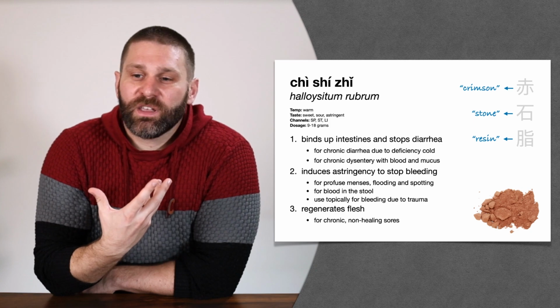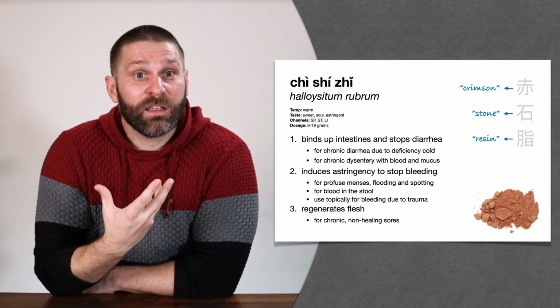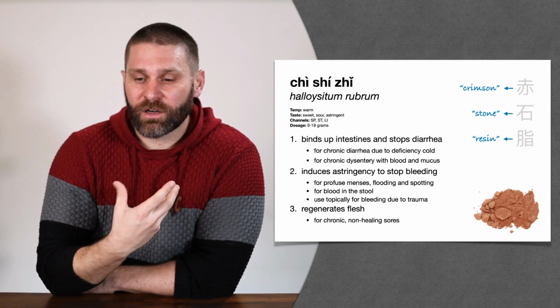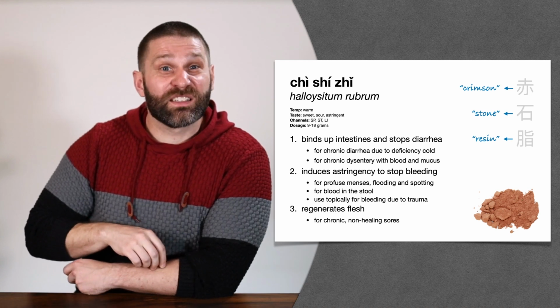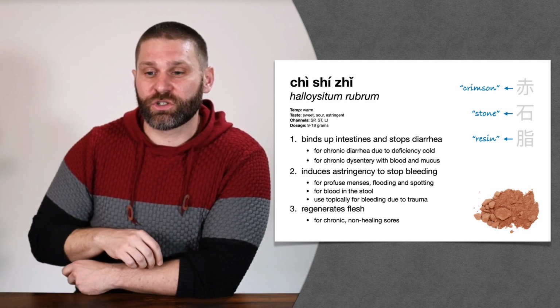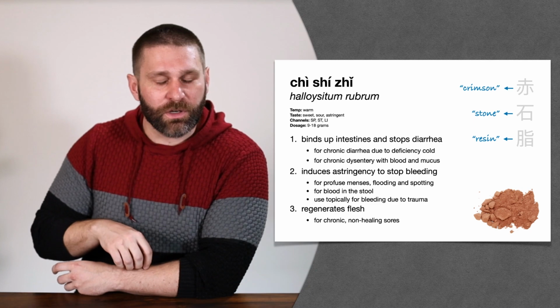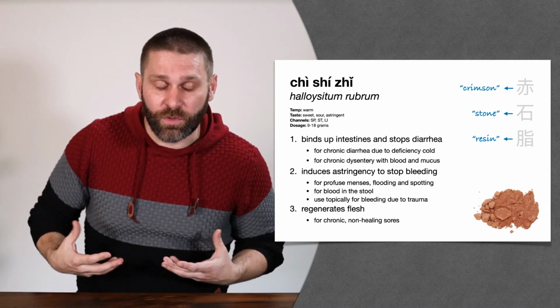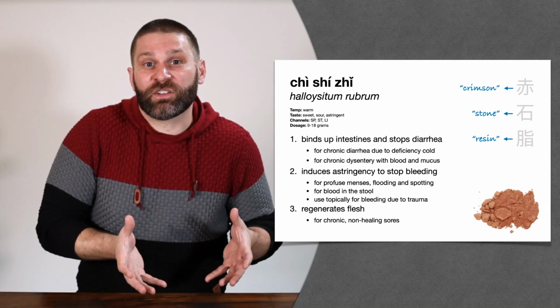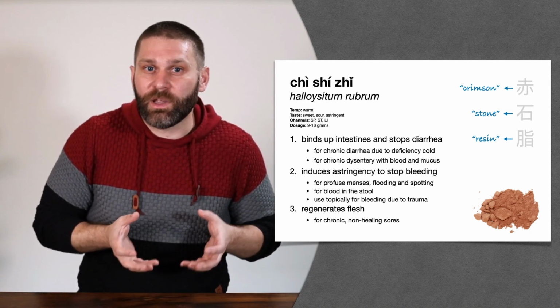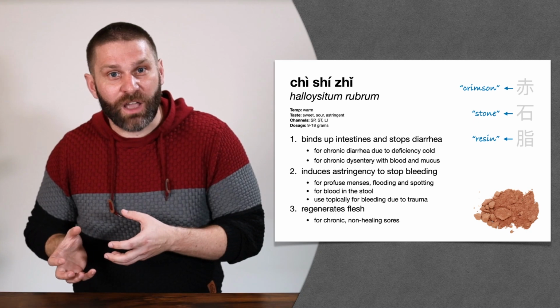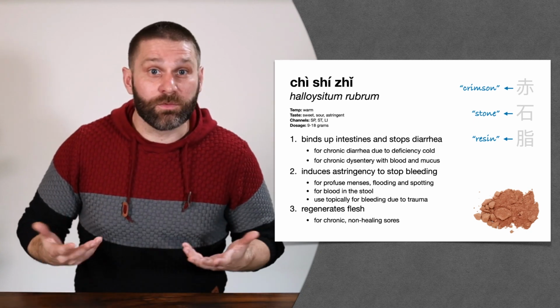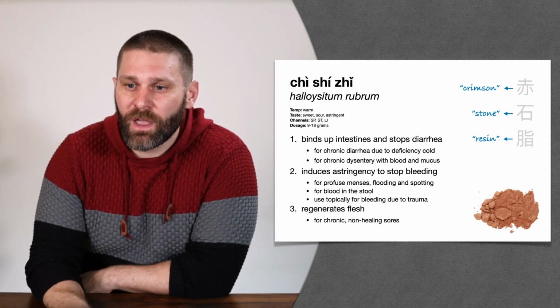Maybe the way I remember this is chi means red. This substance is red in color, so maybe that can help you think of stopping bleeding. So chi stops bleeding both topically for injury and trauma, but also stops bleeding in terms of blood in the stool. So it has this dual action: it astringes to stop diarrhea, but it also astringes to stop bleeding. Put those together, it's good for diarrhea with blood in the stool. So that's chi shi zhi.